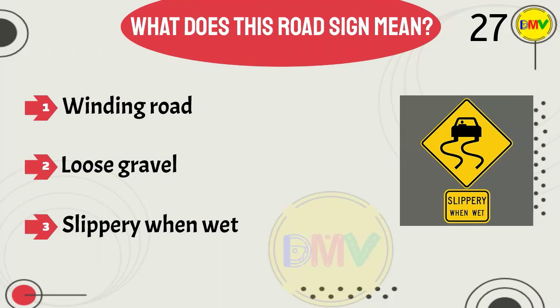Question 27. What does this road sign mean? 1. Winding road. 2. Loose gravel. 3. Slippery when wet.